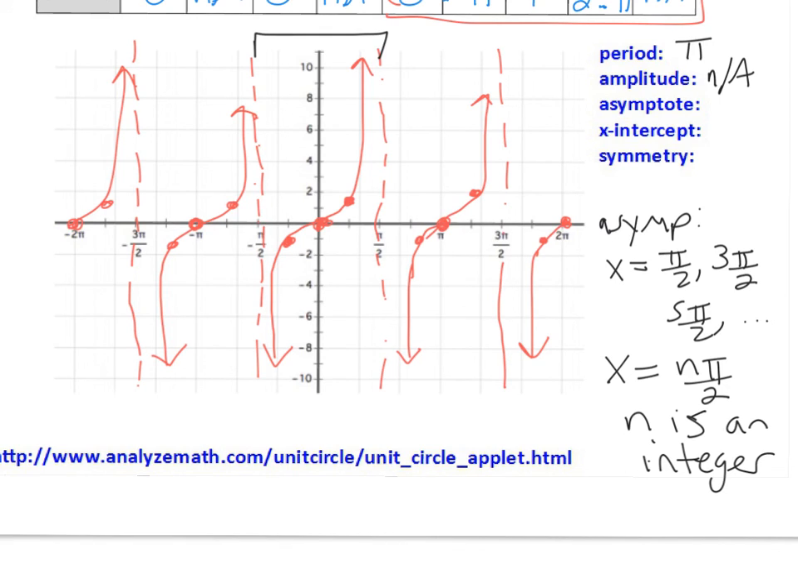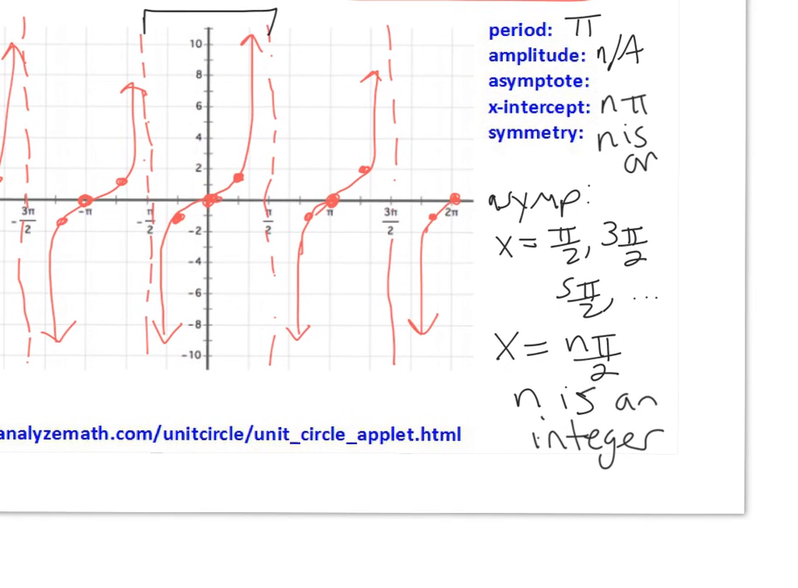Now the x-intercepts we can write the same way. Our x-intercepts happen at every value of pi. You can see it's 0, pi, 2 pi. So our x-intercepts are every n pi, where again, n is an integer. You have to say that part. You have to tell the person who's reading this that your n stands for an integer. And then lastly, for symmetry, it has odd symmetry.